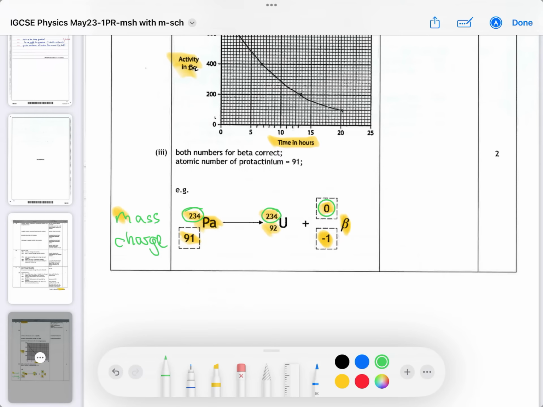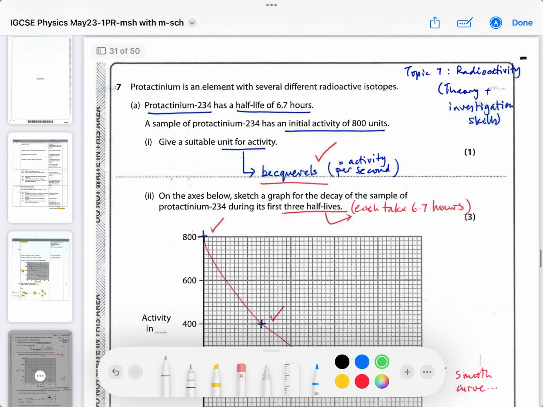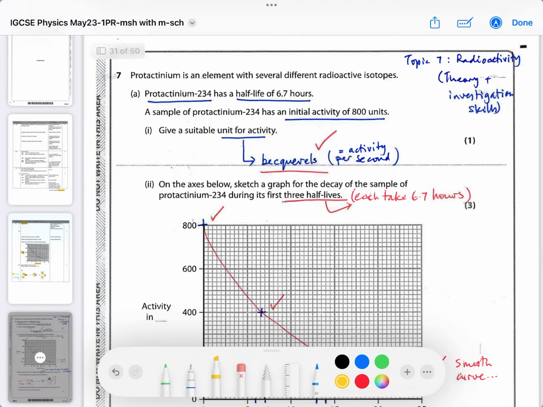Okay, so that's how the mark scheme is laid out, and here's the question. So let's have a look at what they want us to do. Protactinium is an element with several different radioactive isotopes. So this is topic 7, radioactivity. It goes through theory first, and then it's got some investigation skills covered in this question too.